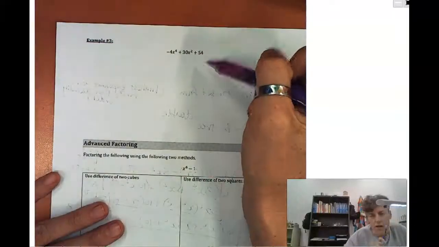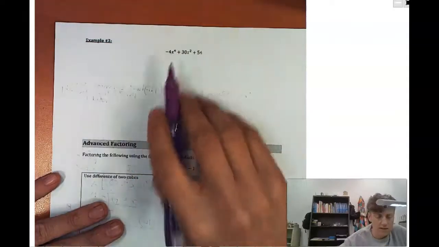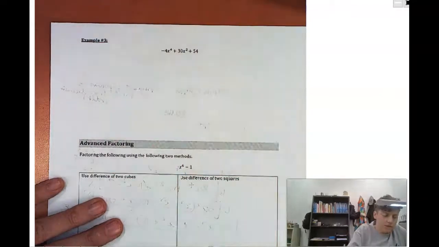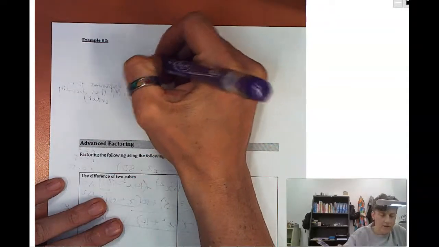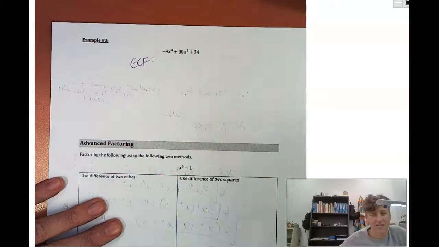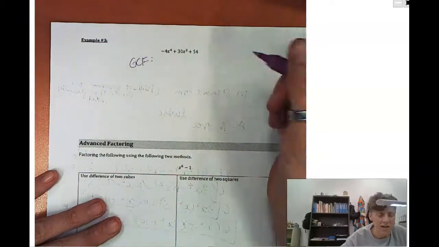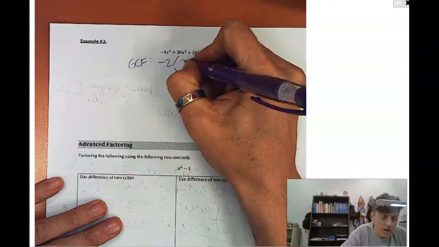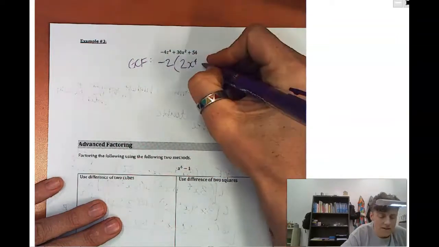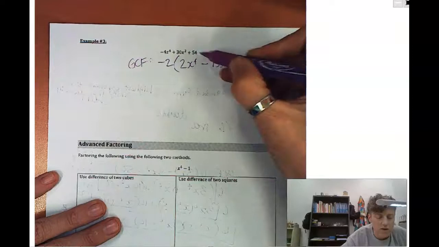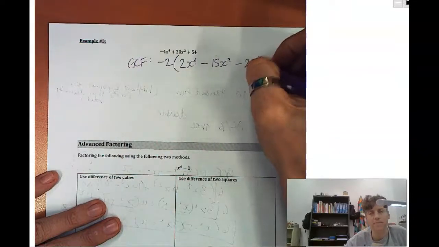What are we supposed to do first? Put it in standard form. Are we in standard form? Yes, we are. Can we take out a GCF, a greatest common factor? I'm pretty sure we can. We can probably take out at least a 2, they're all even. Let's take out a negative 2. I like when my a term is positive. And we'll be left with 2x to the 4th minus 15x squared minus 27, since 54 divided by 2 is 27.